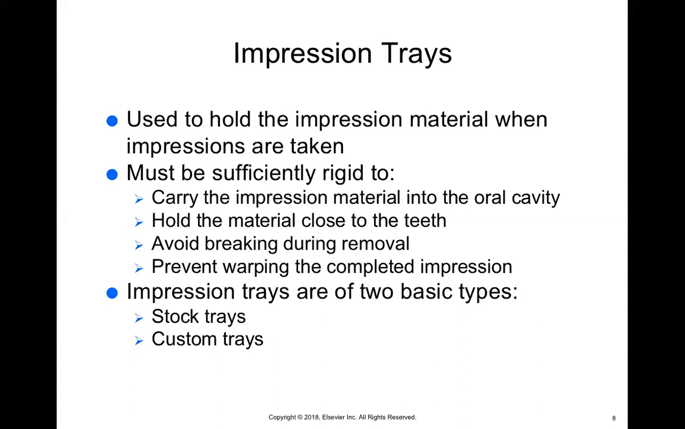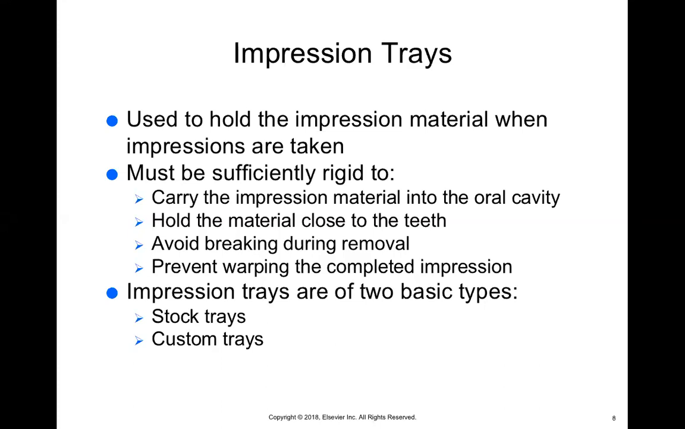So of course we don't want the tray that we use to cause a change in shape of the impression, because the impression has to be a direct representation of what the patient's mouth looks like. And if the tray causes the material to warp, then we no longer have that exact representation.